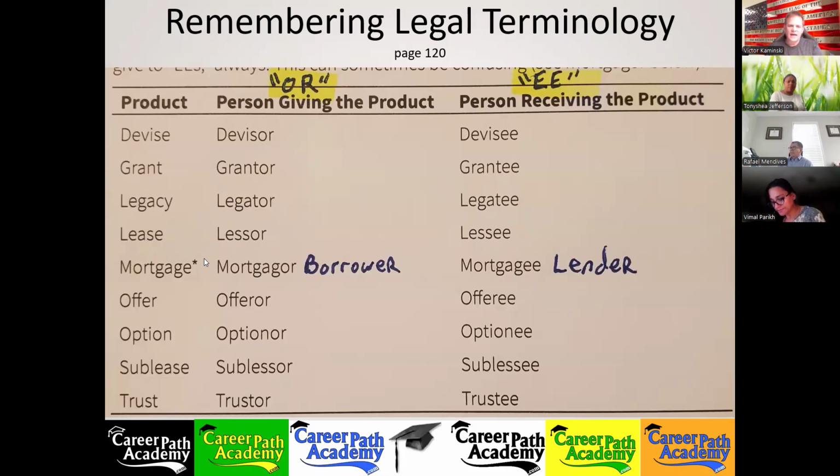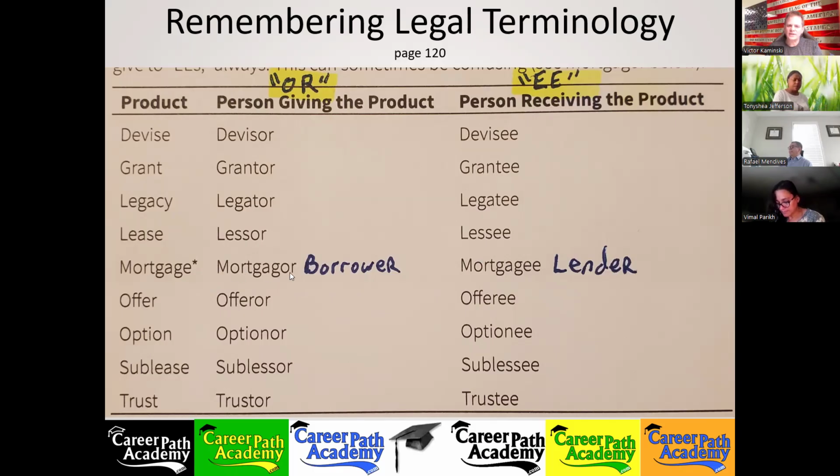Now, the mortgage has an asterisk next to it because it's probably the opposite of what you think it is. The mortgage itself is a promise to pay. It's not a loan. That's why we have two words. We say a mortgage loan because a mortgage in itself is just a promise to pay. And banks don't make promises, they make loans. So it is the borrower who is the mortgagor, and the mortgagee is the lender.